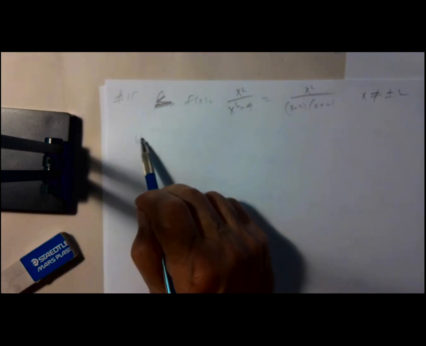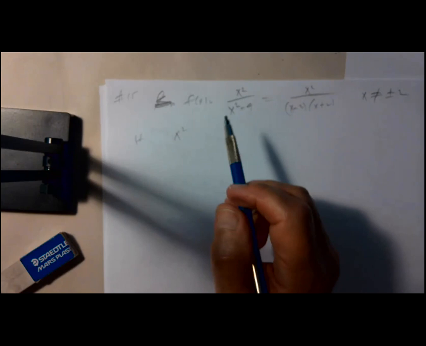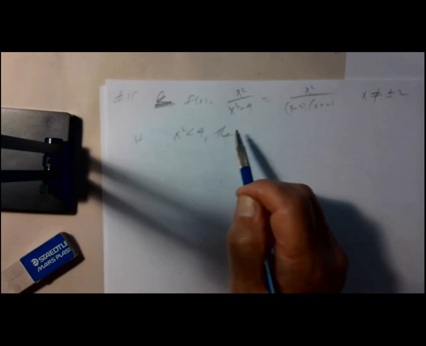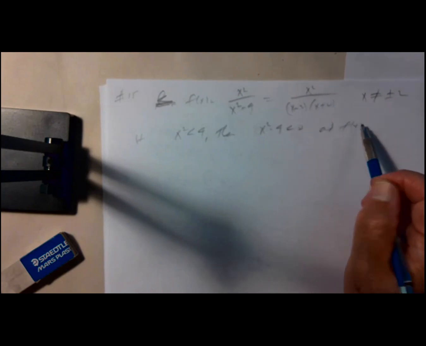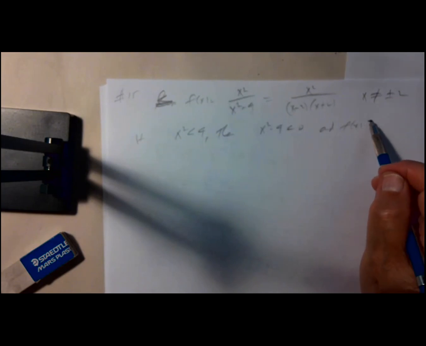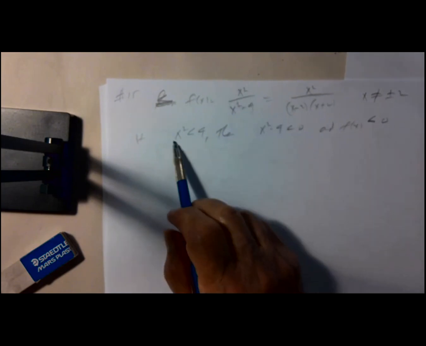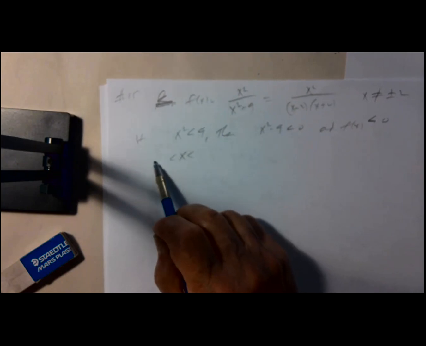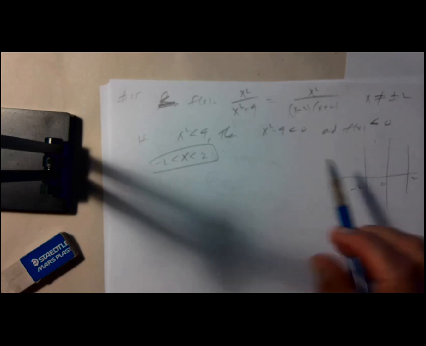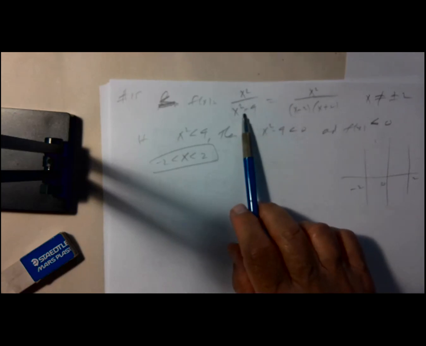And if x squared is less than 4, then x squared minus 4 is negative, and f of x, which is positive over the negative, is negative. X squared less than 4 is the same as saying that x is between minus 2 and plus 2. So minus 2, 0, 2. When x is between plus and minus 2, this is a negative number. When x is 0, it's minus 4.